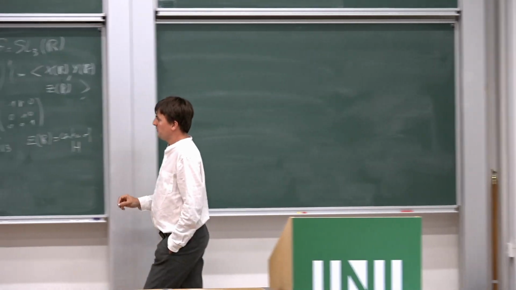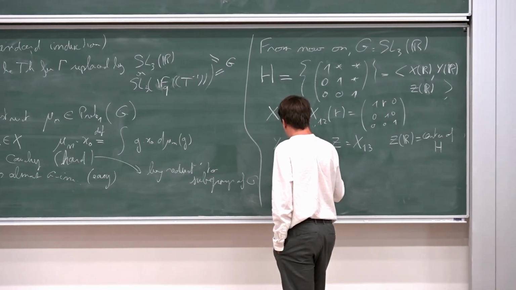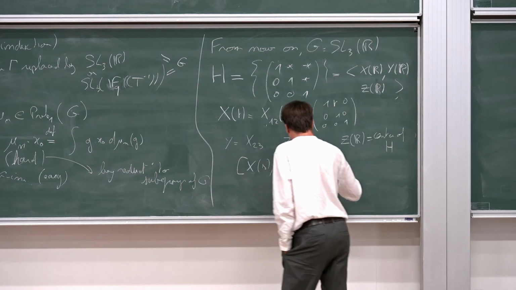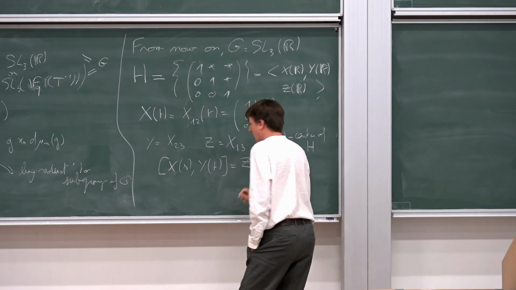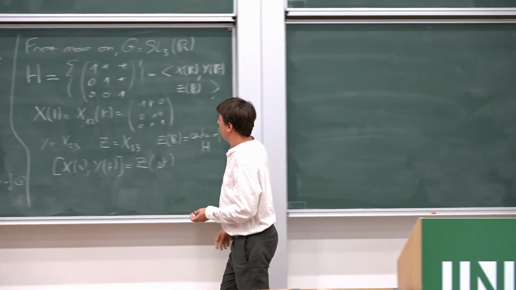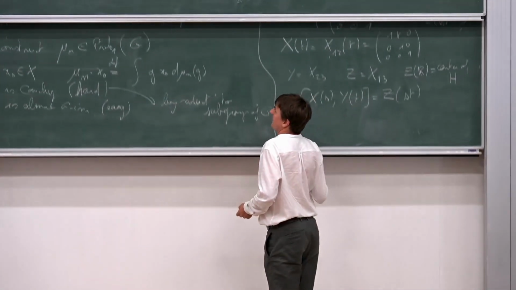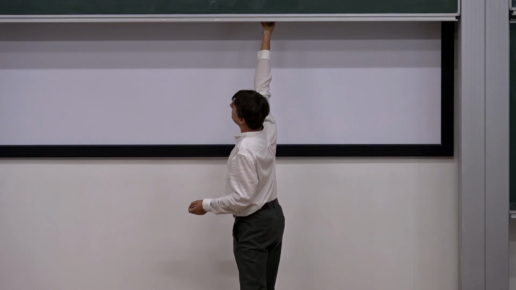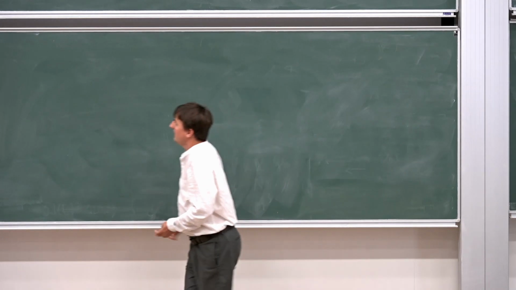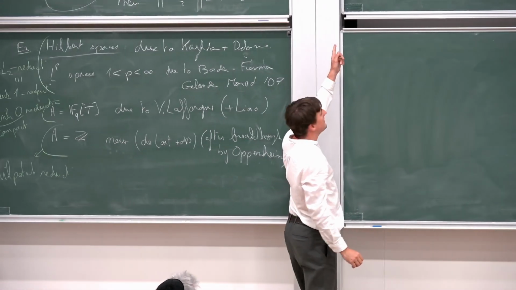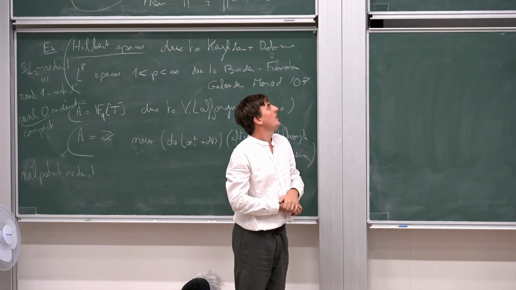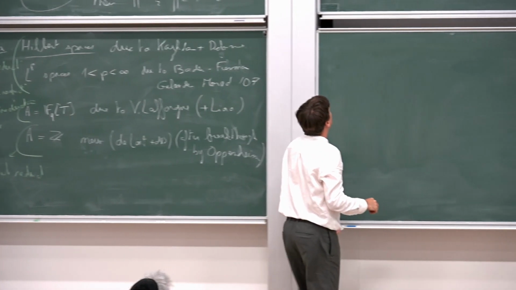Okay, and maybe just to remind you the commutation relation, if I take the commutator of x of s and y of t, this is just z of st. And so let's try to make this second step a bit more precise and tell you exactly what these probability measures mu n are. Okay, so let's do that.